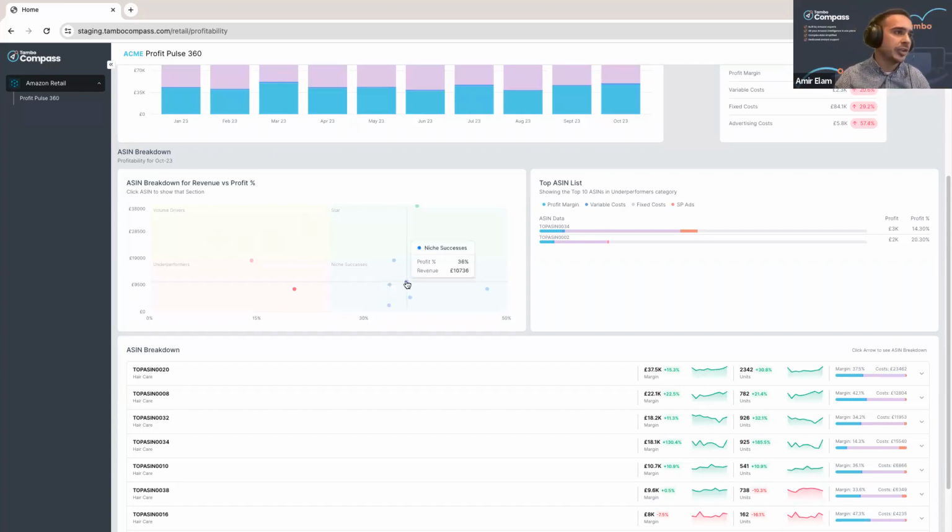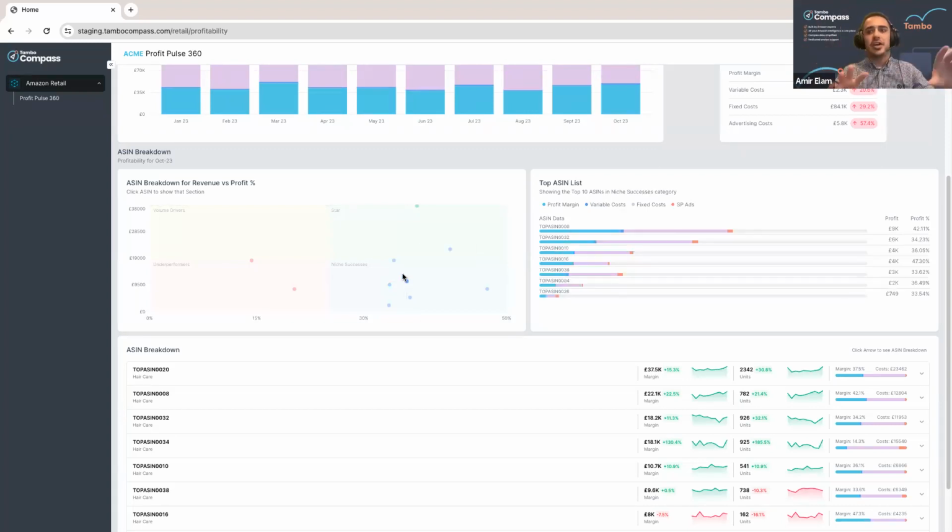So if I look here, the one we're looking at is around £10,000 with a 36% profit margin. However, if I look at the stars, I can see immediately that there's more profit there, £37,000 and 37%. So essentially, this immediately allows you to interrogate your products based on the buckets they are in, and allows you to take or drive actions based on that information.